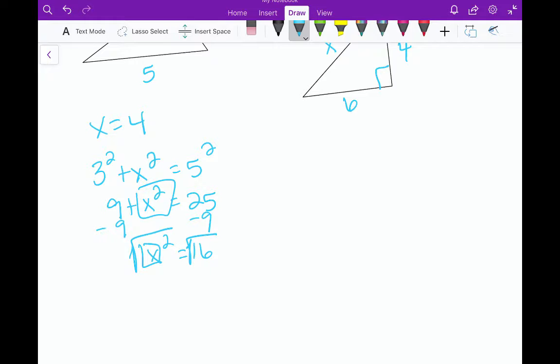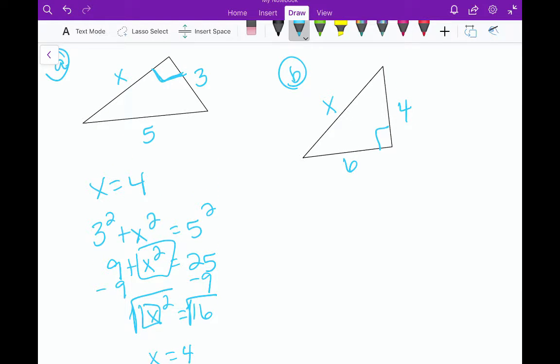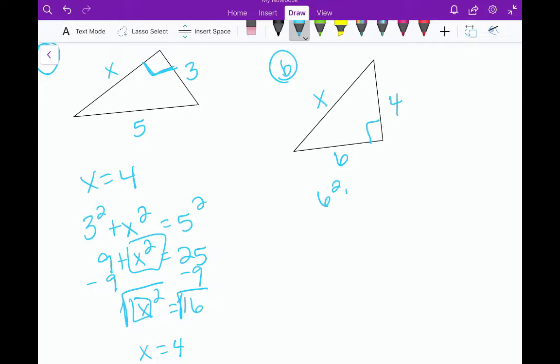So the square root of x squared is x, and the square root of 16 is 4. So x does, in fact, equal 4. In our next example, we have the legs, and we don't know the hypotenuse. So 6 squared plus 4 squared equals x squared.